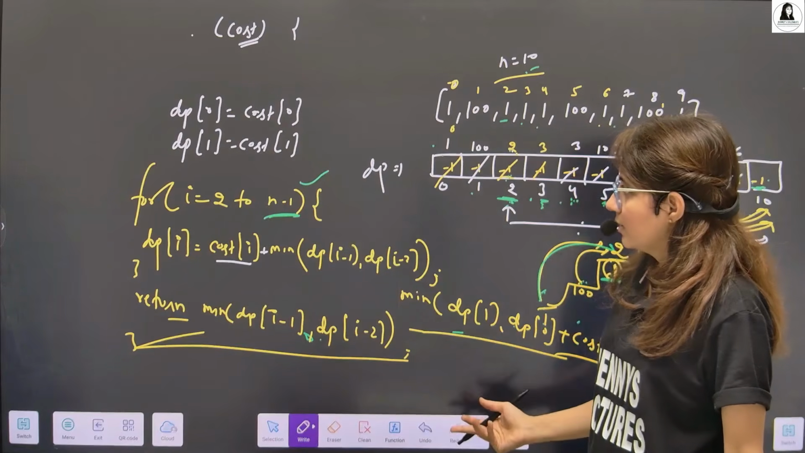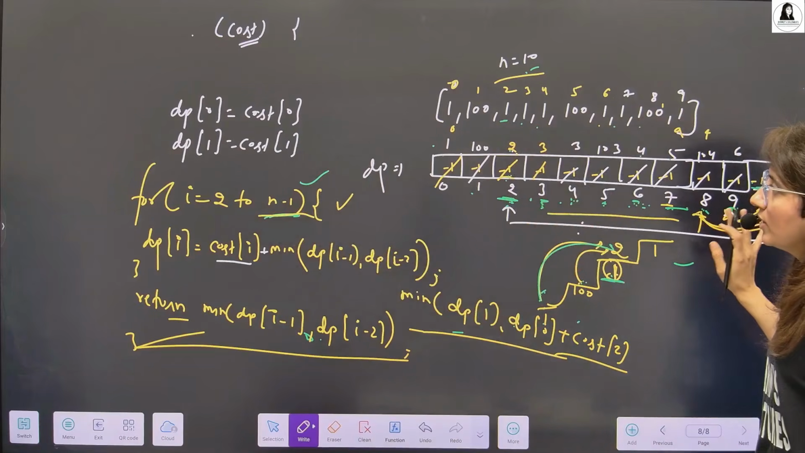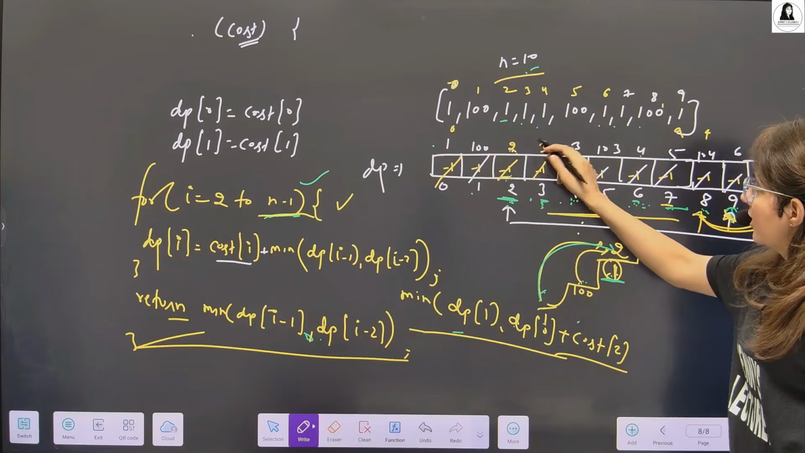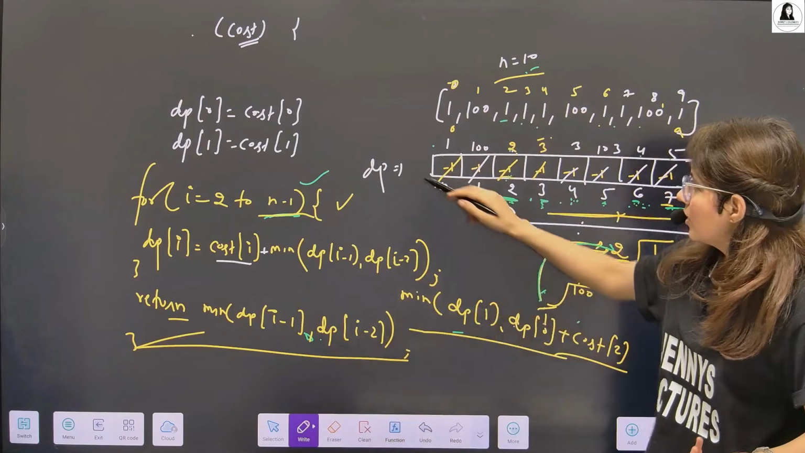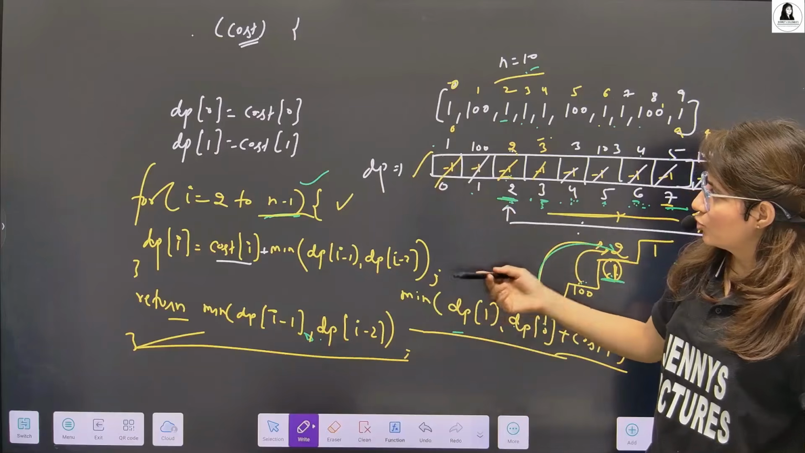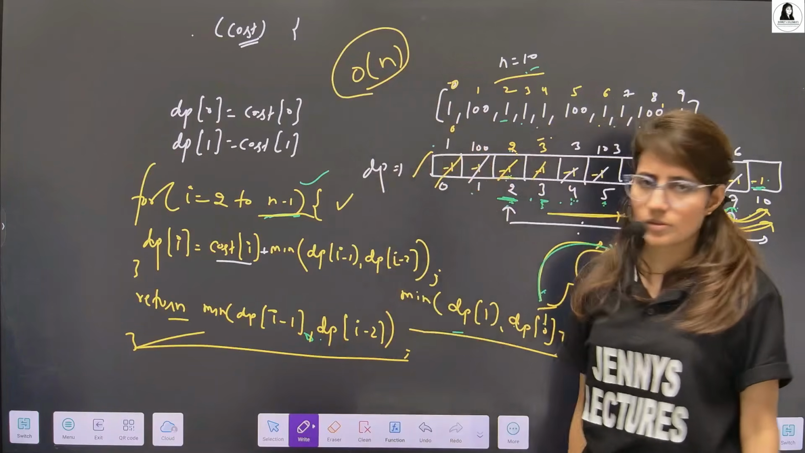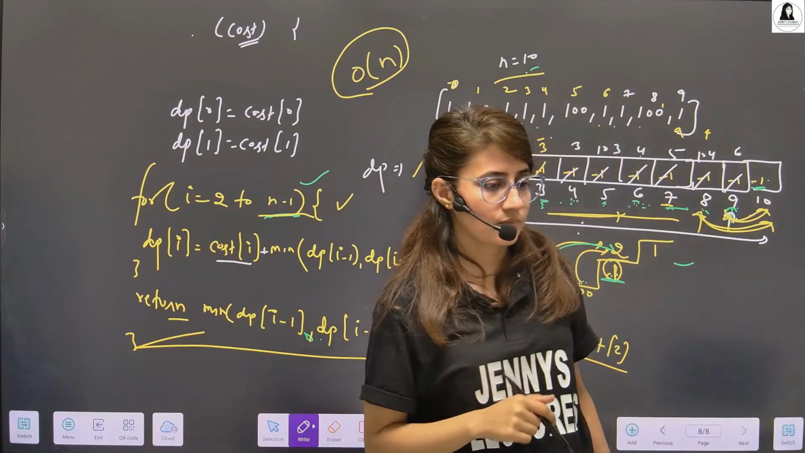Okay, that's it. One loop only, from 2 to n minus 1. We are scanning this only once, so it's order of n. Time complexity is order of n. Space complexity: extra, we are taking this DP array, so space complexity is also order of n. Okay. Pause the video and write it out.